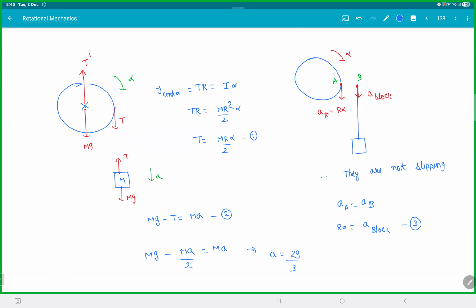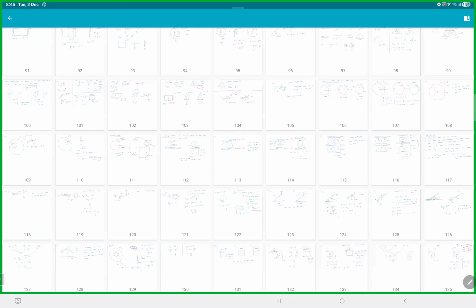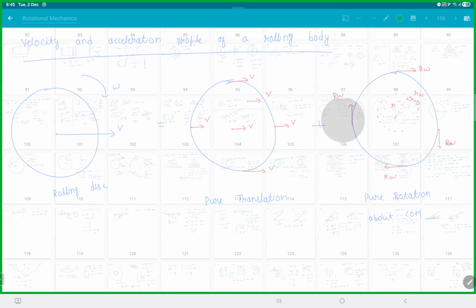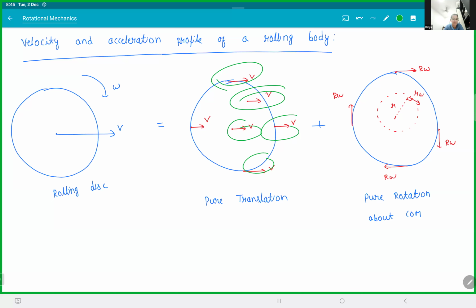A will act at center of mass, right? I didn't understand what you're asking. Like you wrote A naught in upward direction, but that is a translation motion, right? Ta-da! You forgot the no slipping condition. So when I say the body is going with V and omega, what does that mean? Every point is going with V, isn't it? You superpose, na? Translation plus rotation.